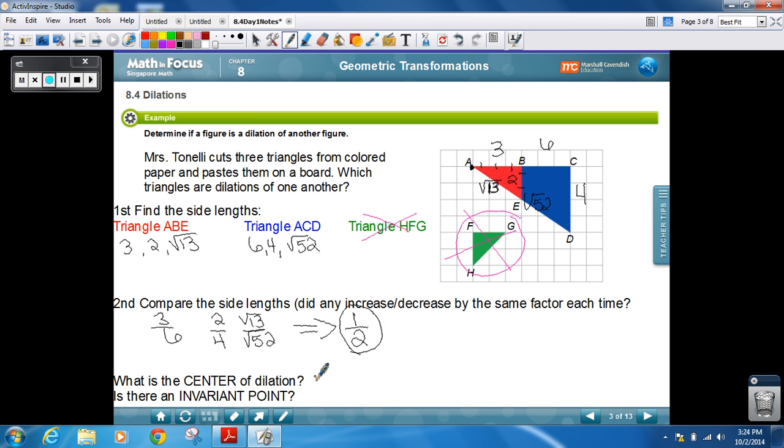So what is the center of dilation? The center of dilation is A. Is there an invariant point? Yes, point A. Remember, the center of dilation will always be an invariant point because it's unchanging. So if I sum this up, we were asking which triangles are a dilation of one another. Triangle ABE is a dilation of triangle ACD.